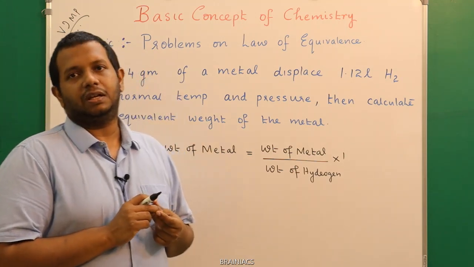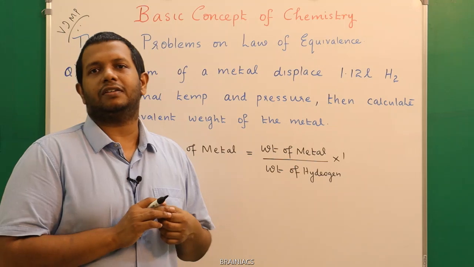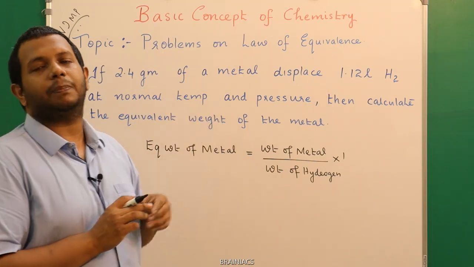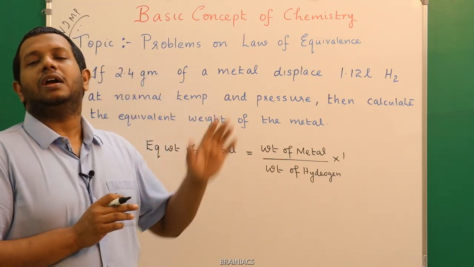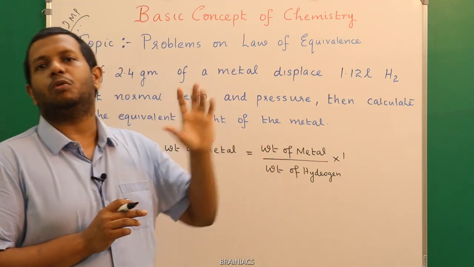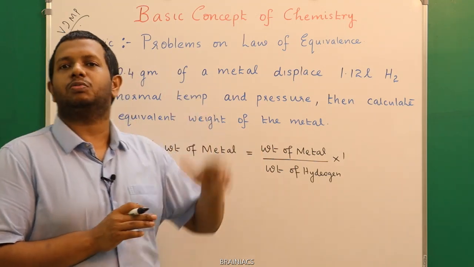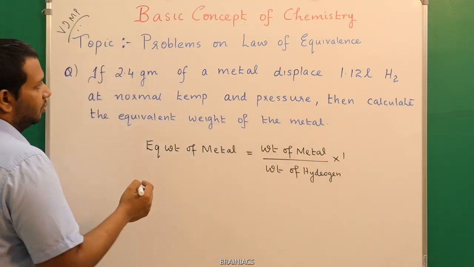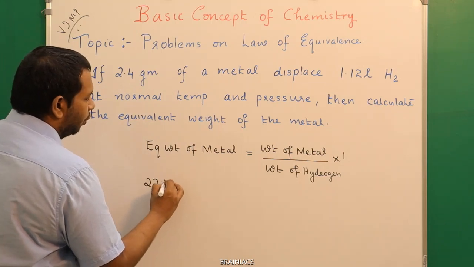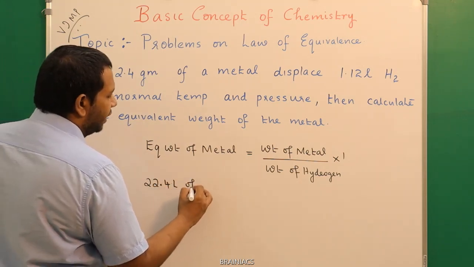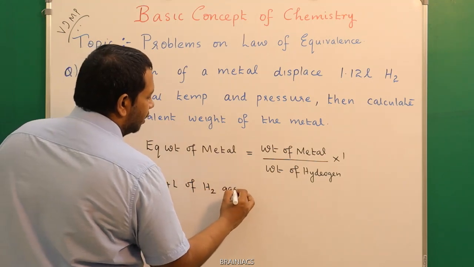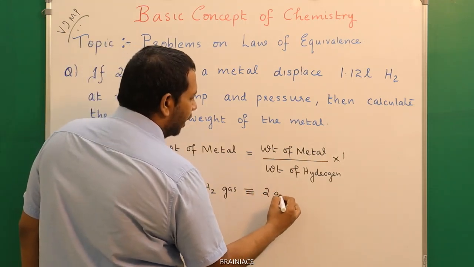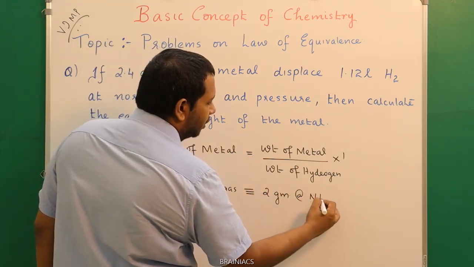So it is NTP. STP or NTP, what is the basic difference? For STP we tell the pressure in terms of bar, 1 bar. For NTP we say the pressure in terms of atmosphere, that is 1 atmosphere. At both STP or NTP, the volume occupied by 1 mole of any particular gas will be equal to 22.4 liter. So we will make use of that. So we know that 22.4 liter of hydrogen gas will weigh how much? The molecular weight, that is 2 gram at NTP.